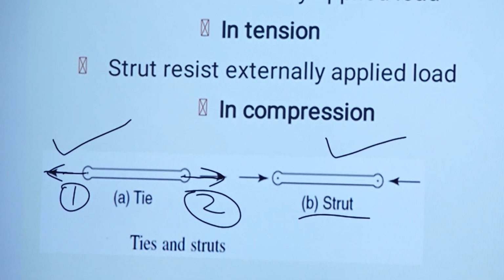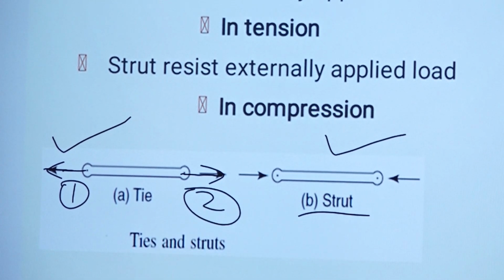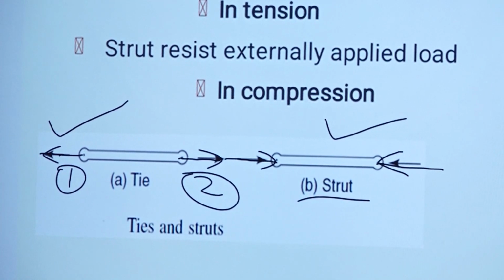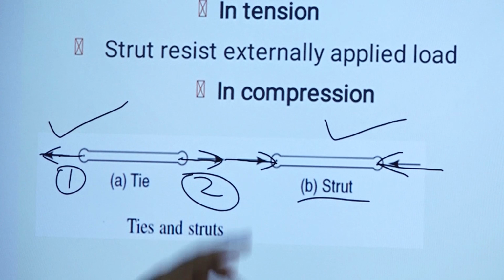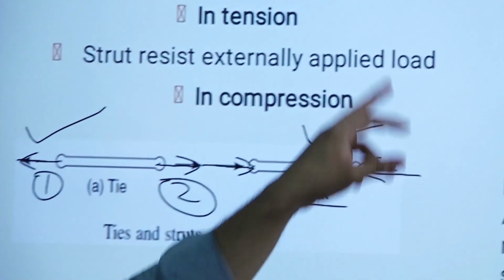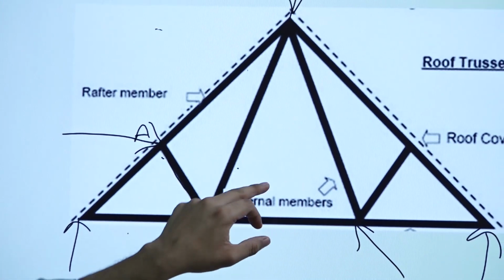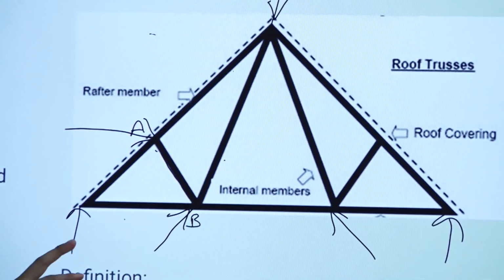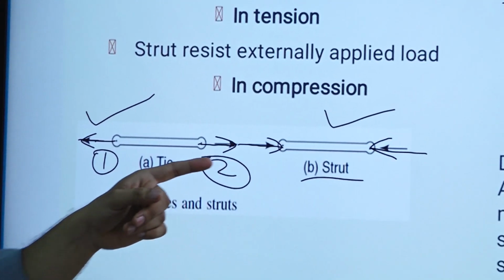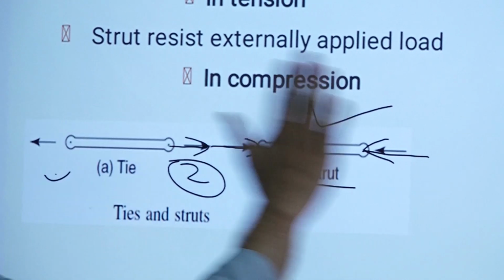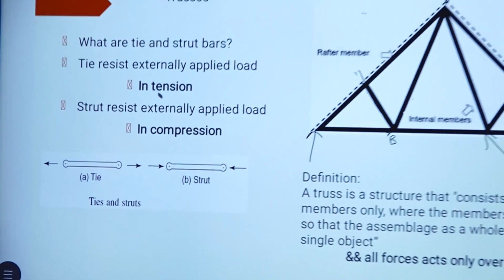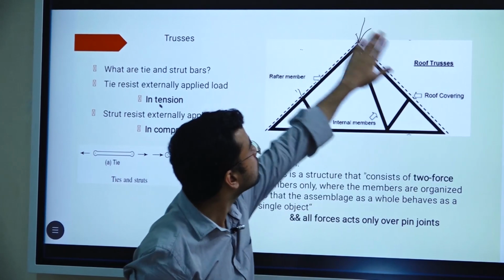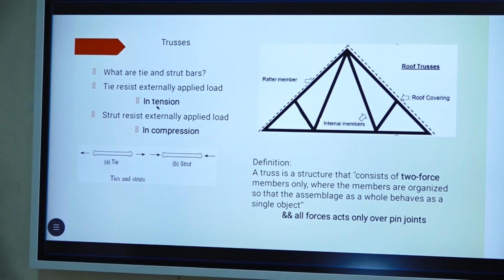And what is a strut? A strut is a 2 force member that is always in compression, right? As you can see here, these 2 forces are trying to compress the strut. So a truss is made of ties and struts. In this truss, some 2 force members will be in tension and some will be in compression. Some members will act like a tie, some will act like a strut, right? So this is the truss. Now let's move to the second slide.